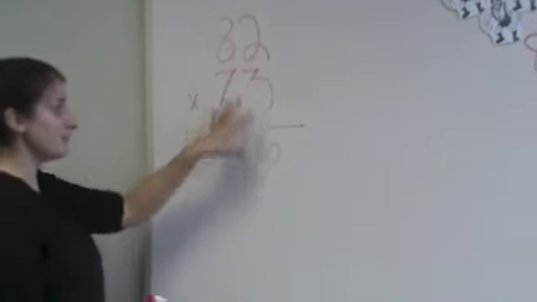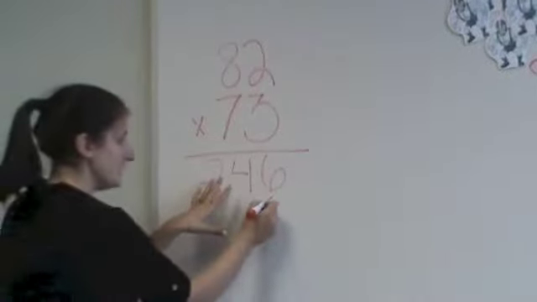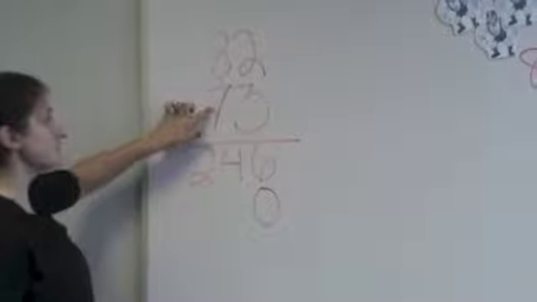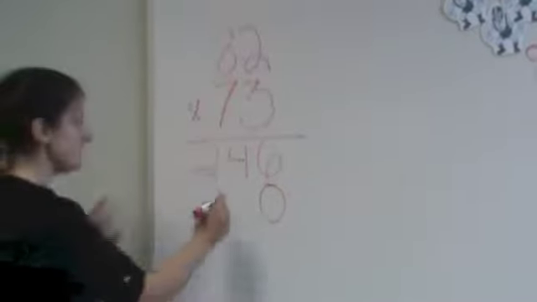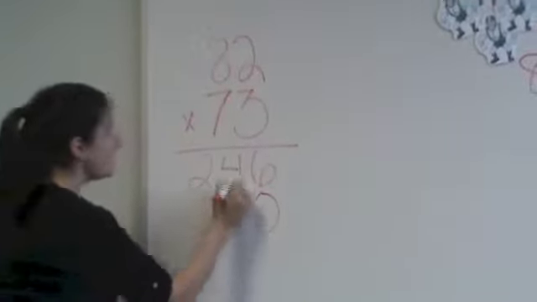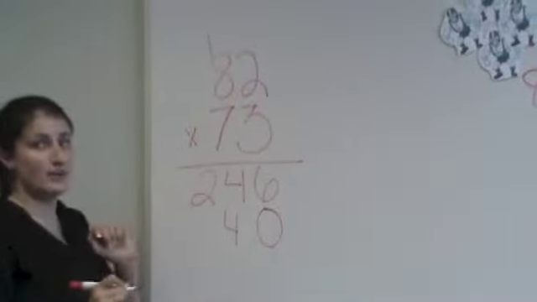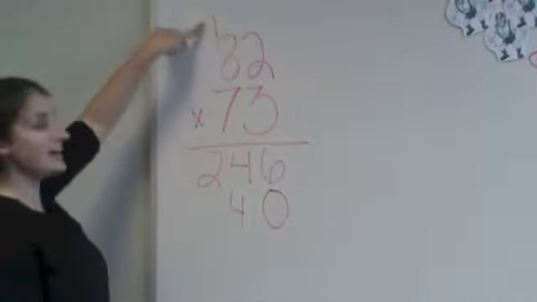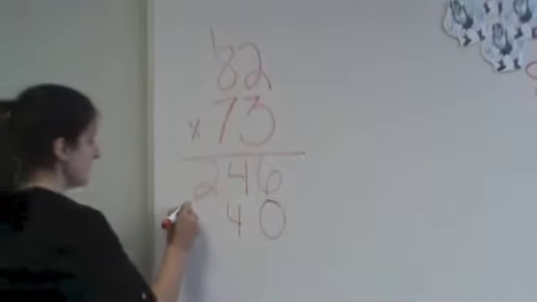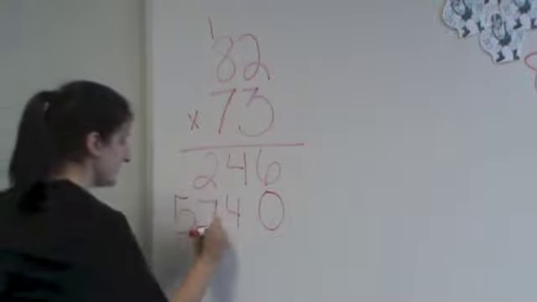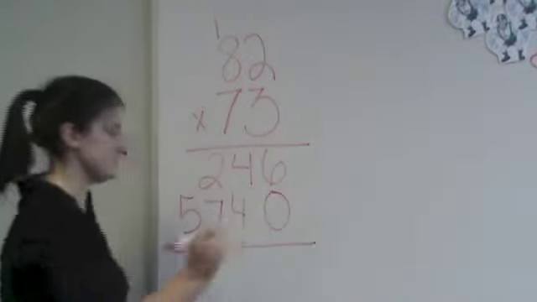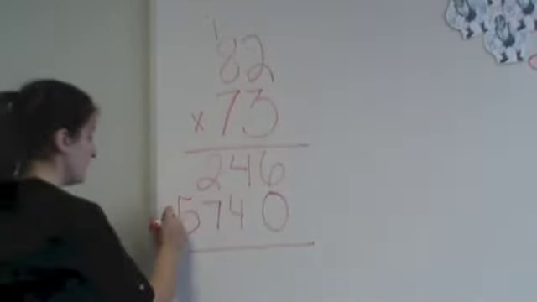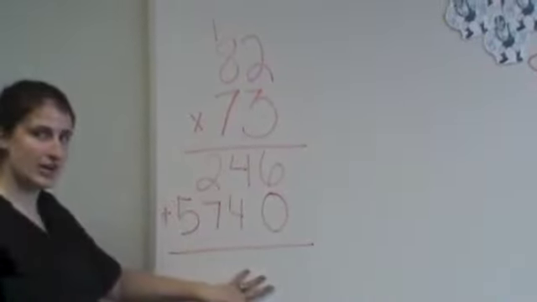Now, in order for us to move forward, we need to put a 0 here for our empty spot. We're going to multiply the 7 and the 2 to make 14. Place the 4 here and carry our 1. Now, we're going to do 7 times 8, which is 56, and then we're going to add our 1 to make it 57. And then we're going to line it up down here underneath the problem and put our equals line. Now, once we have this, we're going to be adding. We're going to add these two numbers together, and then we'll finally get our answer.